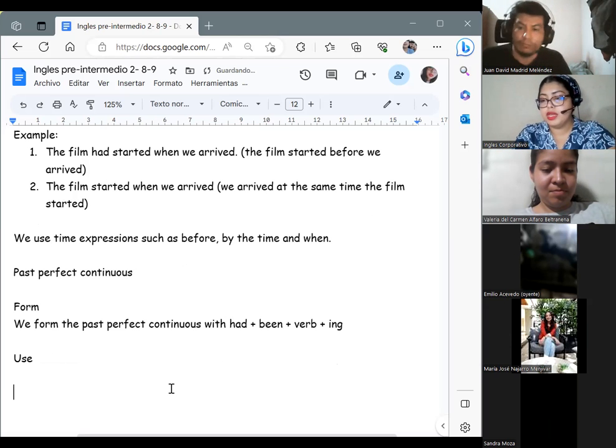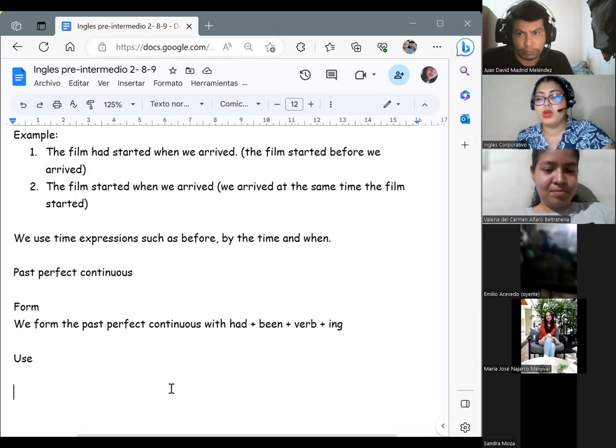In this case, we use it to show that an action which started in the past continued up to another point in the past.